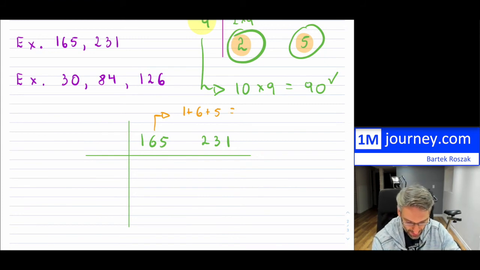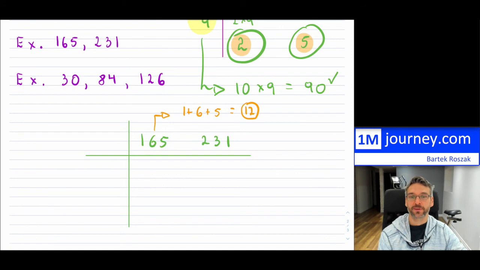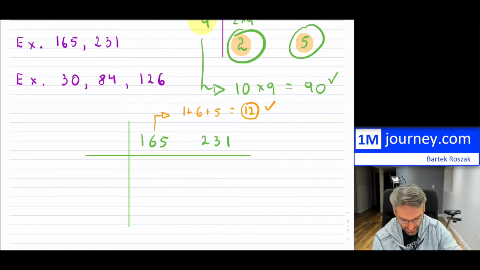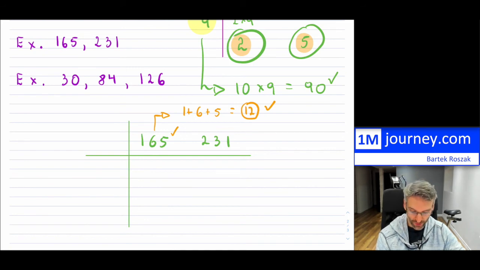And when you add them up, 1 plus 6 is 7, plus the 5 is going to be 12. Okay, and you notice that 3 goes into 12. And if it goes into 12, that means it also goes into the original number. So that's called the sum of digits for 3. So 3 will go into 165.